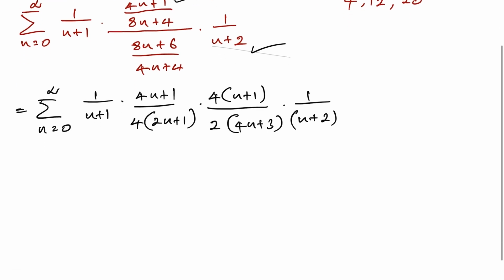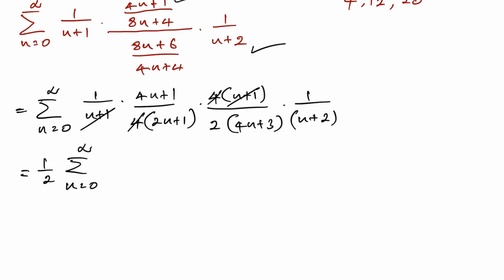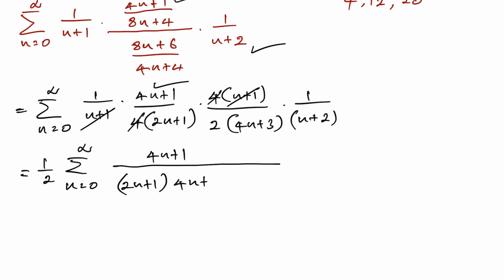Well, now we know this n plus 1 gets cancelled, this 4 again gets cancelled, so we have 1 over 2 sum of n equals 0 to infinity. In the numerator we have 4 times n plus 1 over, in the denominator 2n plus 1, 4 times n plus 3, and here n plus 2.